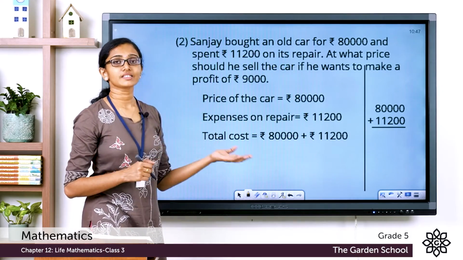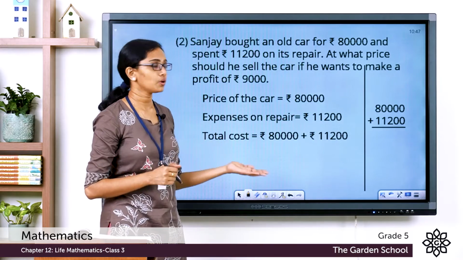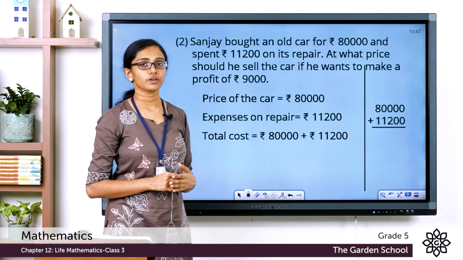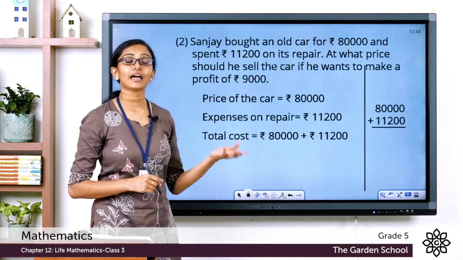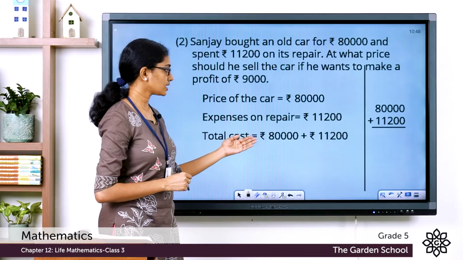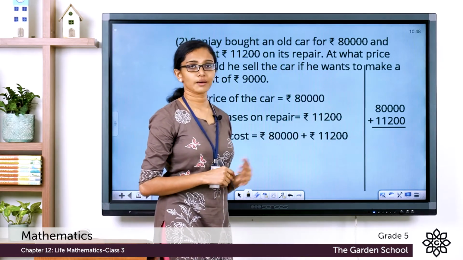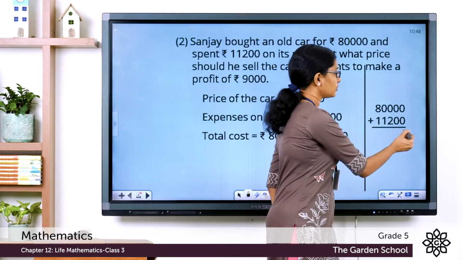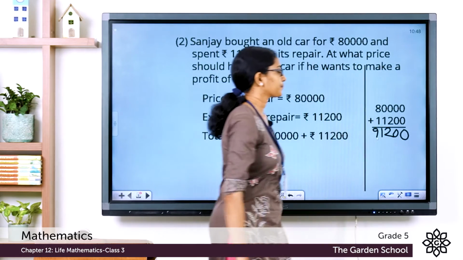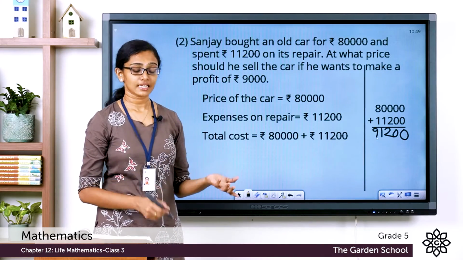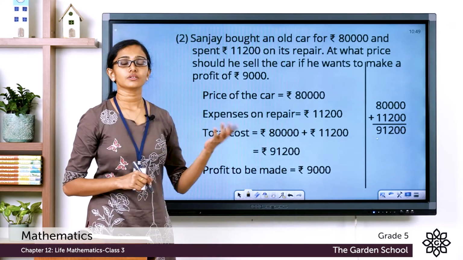The price of the car is equal to 80,000 rupees. Now the expenses on its repair was rupees 11,200. So the total cost will be equal to the price of the car plus the expenses on its repair. So that is equal to rupees 80,000 plus 11,200. Let's do the sum in the working column. So here we have 0, 0, 2, 1 and 9. So what is the total cost? Sanjay spent a total amount of rupees 91,200 to get the car running.